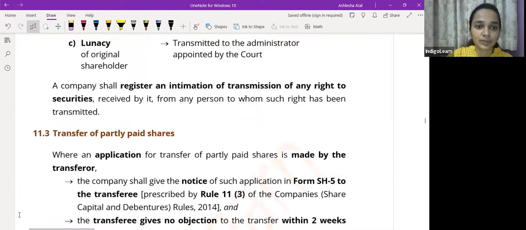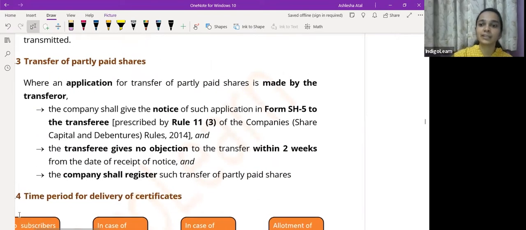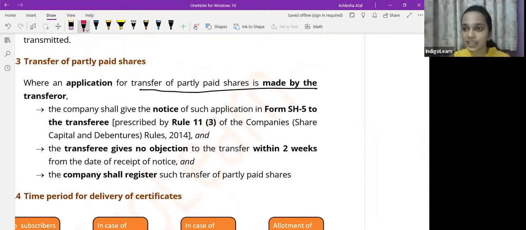So let's have a look at transfer of partly paid shares. Where an application for transfer of partly paid shares is made by the transferor... See, अगर transferee खुद ही application कर रहा है of partly paid shares, then there is no objection. In that situation, the company wouldn't ask the transferee again. But when the application is being made by the transferor, उस situation में company को double confirmation की जरूरत रहेगी, and उस situation में company will send a notice to the transferee.